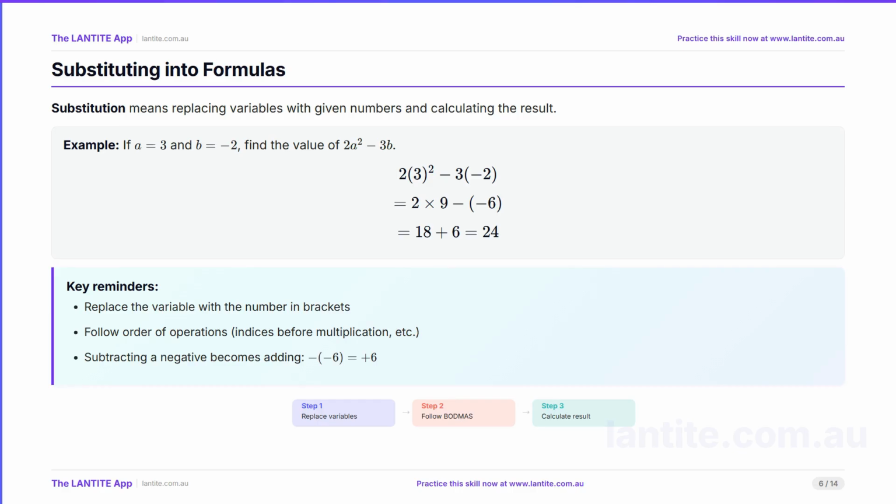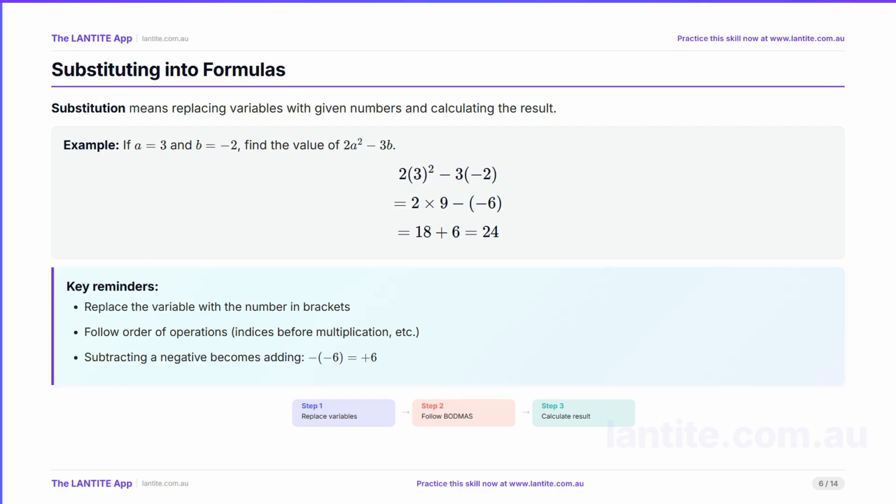Substitution means replacing variables with given values and computing the result. In this example, a is 3 and b is negative 2. We need to find 2a squared minus 3b. Replace a with 3 in brackets: 2 times 3 squared. Replace b with negative 2 in brackets: minus 3 times negative 2.